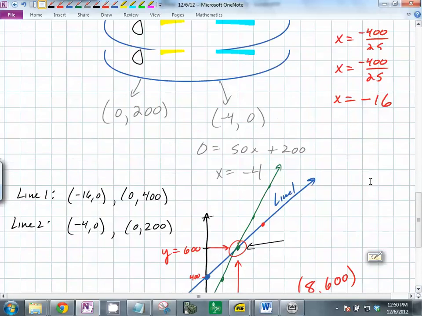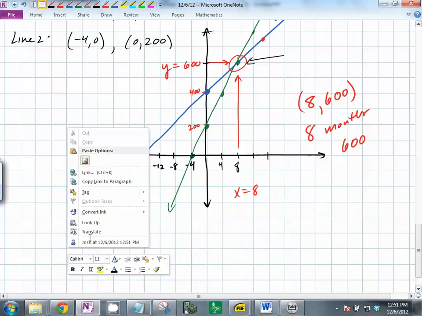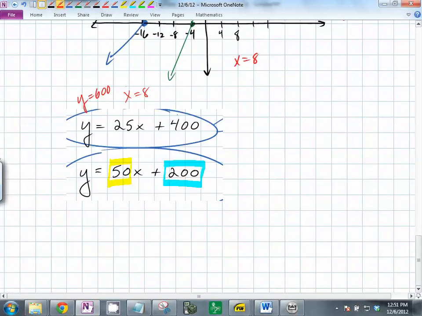How can you check that? Well, let's go back to our original equations right here. And we're going to test the solutions. x is equal to 8, and y is equal to, so look at the right hand side when we plug in 8 into each of these. 25 times 8 plus 400 is 200 plus 400, which is indeed 600, which is what we want. And then we plug x equals 8 into right here, and we end up with 50 times 8 plus 200.